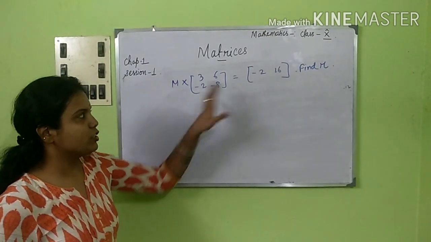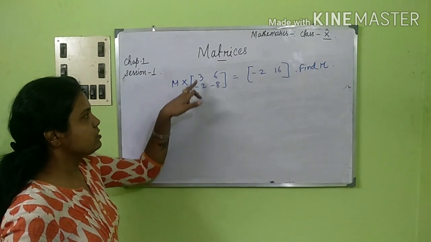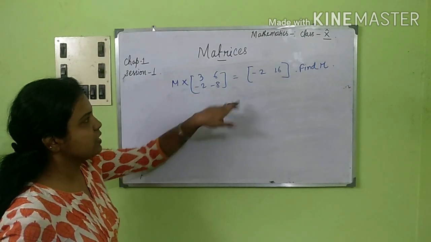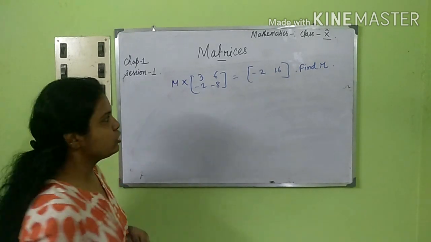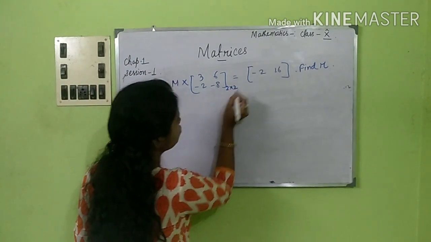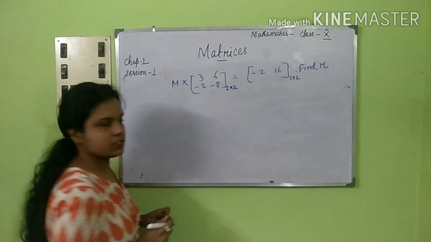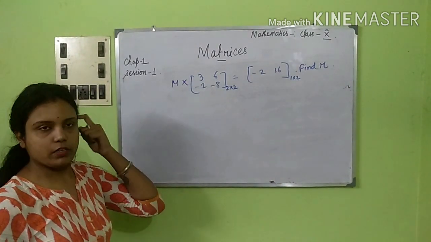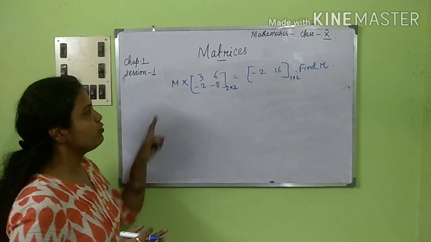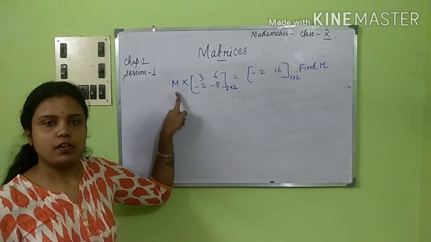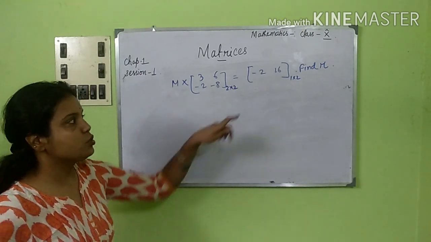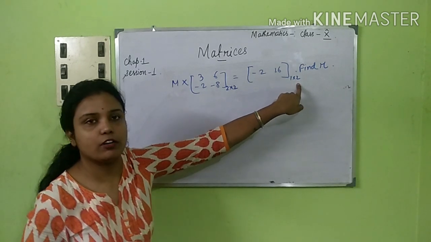Now, suppose this question has been given to you. M cross [3, 6; -2, -8] equal to [-2, 16]. So, as you can see, this is a 2 cross 2 matrix and this is a 1 cross 2 matrix, right? That is a row matrix. Now, as we know, we have to find the matrix N. Now, what should be the order so that we get the matrix 1 cross 2?